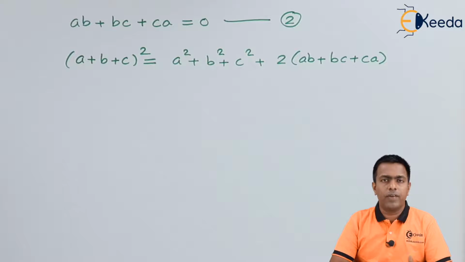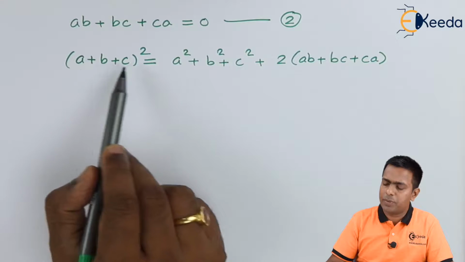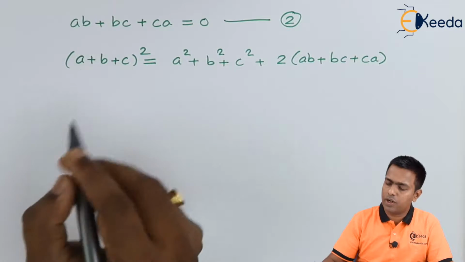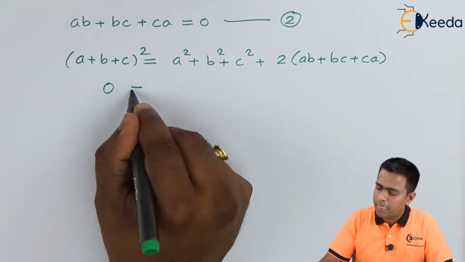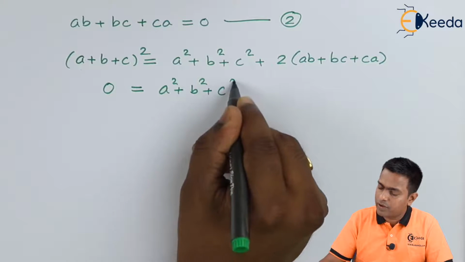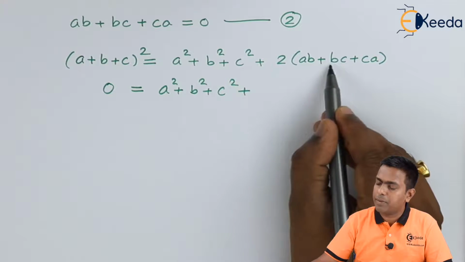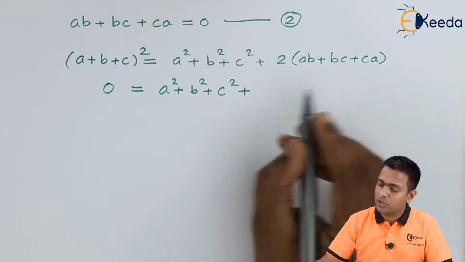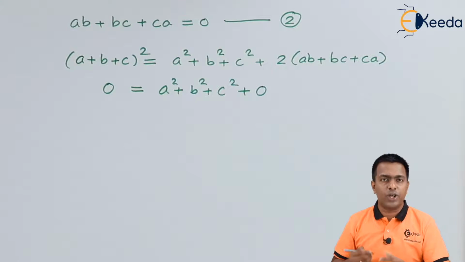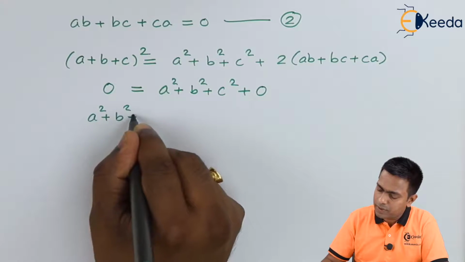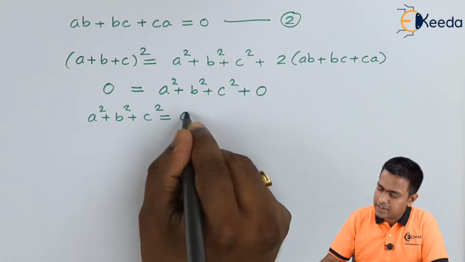Now guys, let's put the values. So for A plus B plus C, we have the value in the equation number 1, and that is 0. So left hand side will be 0. Next, A square plus B square plus C square will remain as it is. And here AB plus BC plus CA, guys, you can see here from equation 2 it is 0. So it means this value is also 0. So it means we got A square plus B square plus C square as 0.